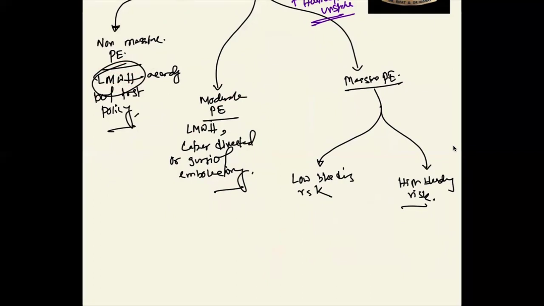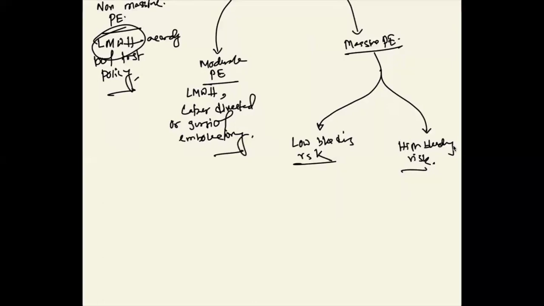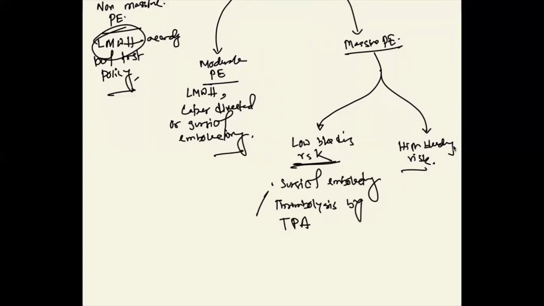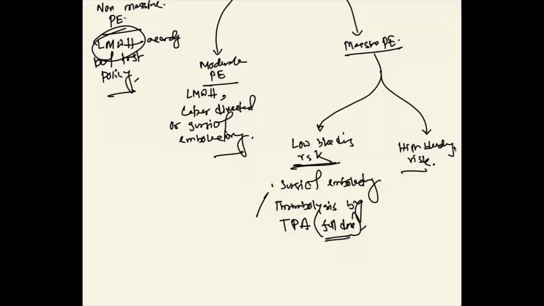Now come to the massive pulmonary embolism. When will we call a patient's condition massive pulmonary embolism? Exactly. If there is a low bleeding tendency, our treatment will be surgical embolectomy plus or thrombolysis by tissue plasminogen activator, and this is the full dose, infused directly IV into the blood. Thrombolysis by tissue plasminogen activator, and this is the surgical embolectomy.